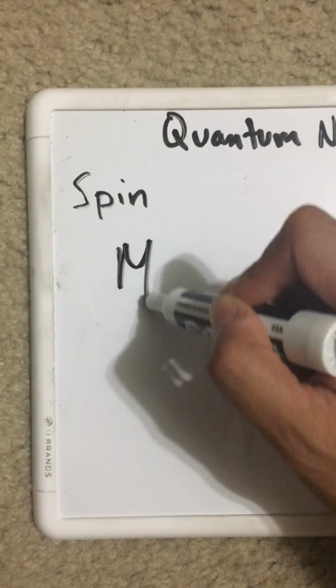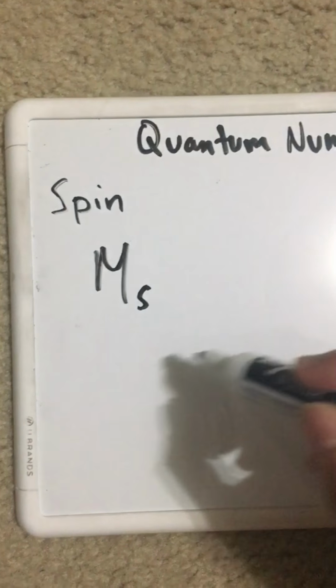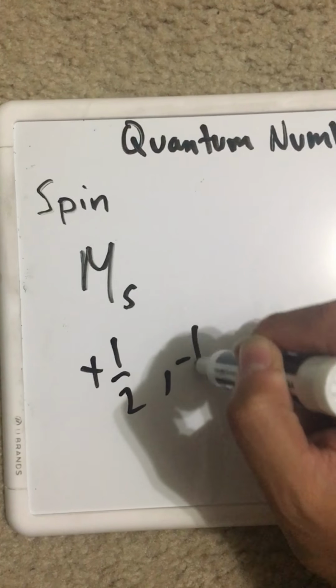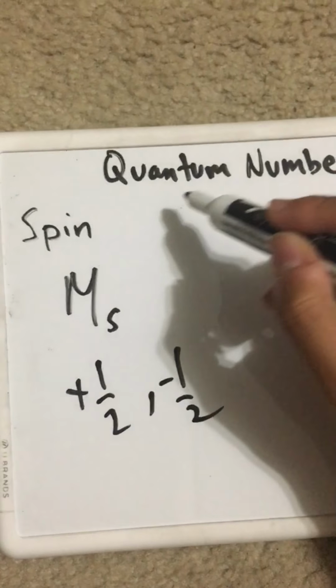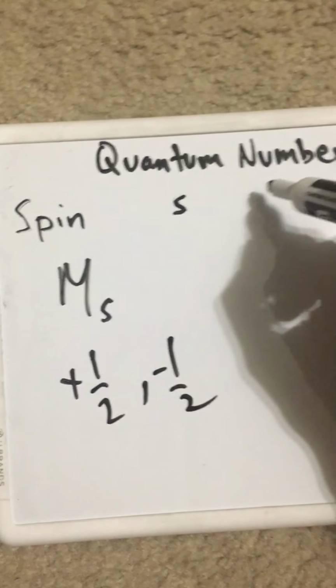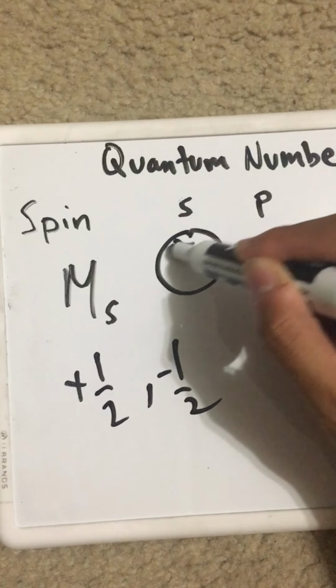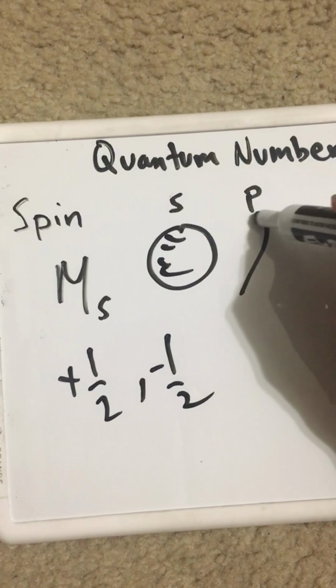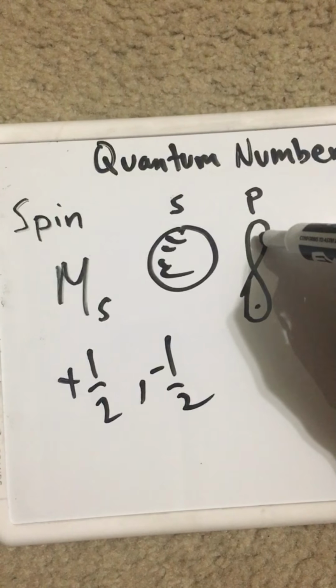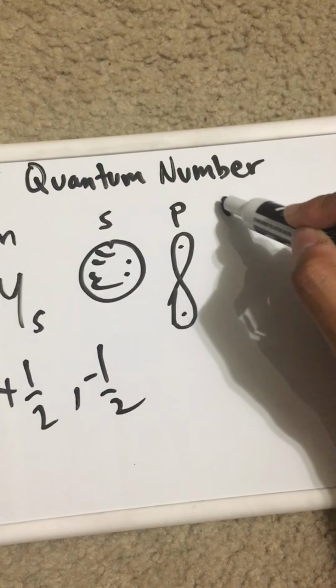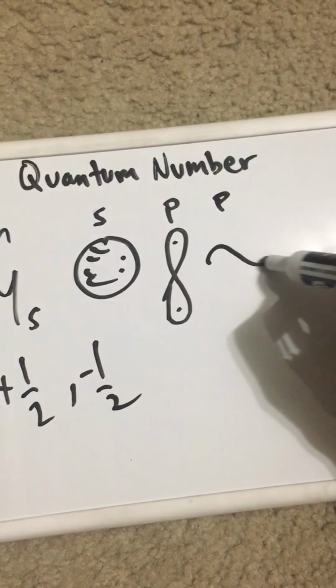And we use the letter m subscript s. The numbers we use are +1/2 and -1/2. So let's say we have an s orbital and a p orbital in an atom. So s is a sphere, p is like this, and there's 2 electrons in each orbital. And let's also have another p orbital like this.